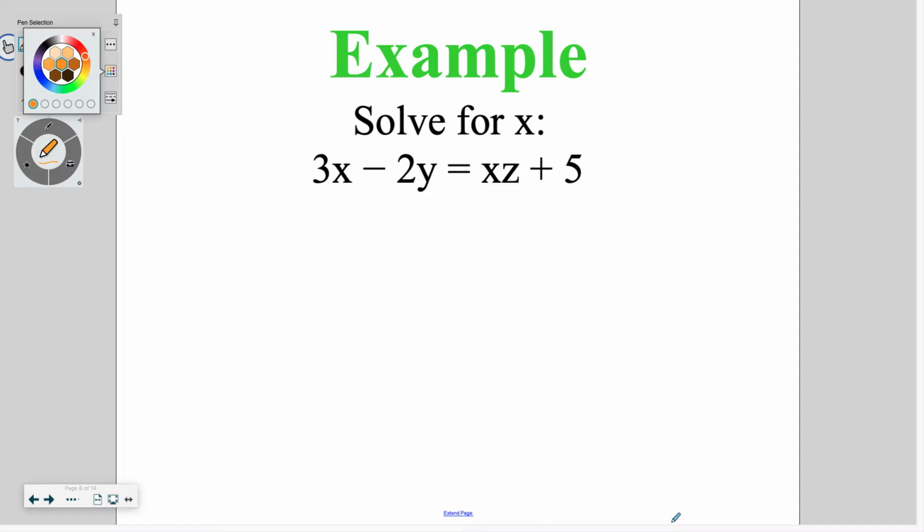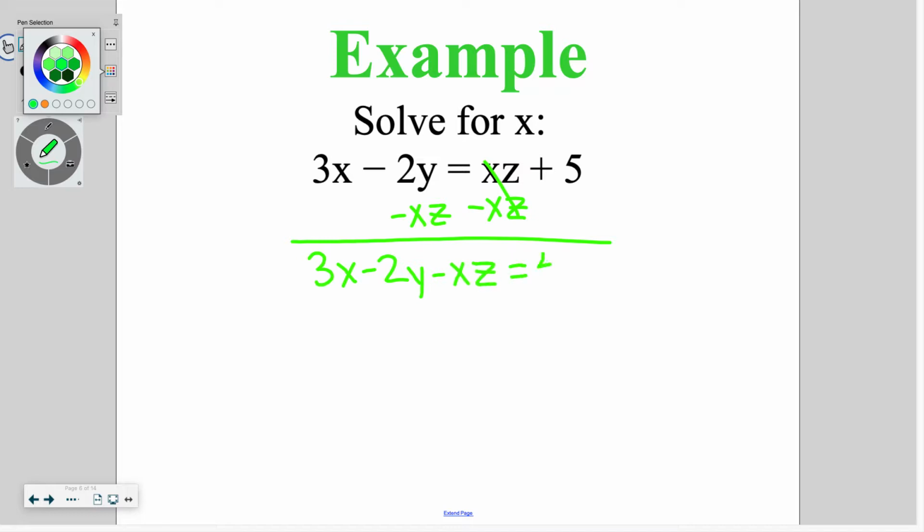Sometimes the variable you're going to solve for appears more than once. So in this case, x is what we want to solve for. We have an x on the left side of the equation and on the right side of the equation. So the first thing we need to do is get all of those x's together. It doesn't matter which side you move them to. I'm going to go ahead and move them to the left side. So I'm going to take positive xz and I'm going to subtract it from both sides. So now my equation reads 3x minus 2y minus xz is equal to 5.